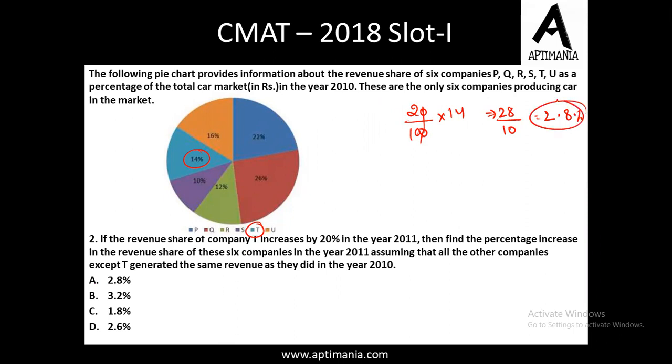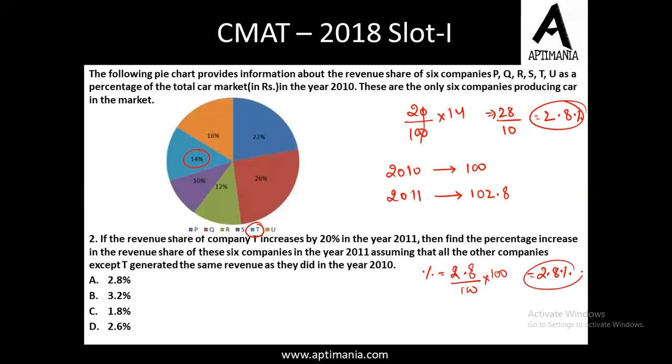Fine. What is asked in the question is to find the percentage increase in the revenue share of these 6 companies in year 2011, assuming that all the other companies except T generated the same revenue as in 2010. So in 2010, the total revenue was 100. Now in 2011, except T, all other companies are producing the same revenue, and in T there is an increment of 2.8%. So it will be 102.8%. So the percentage overall increment is 2.8 over 100 into 100. That turns out to be 2.8%.